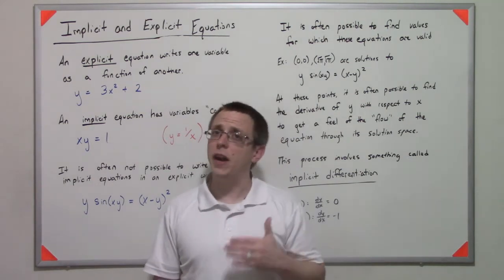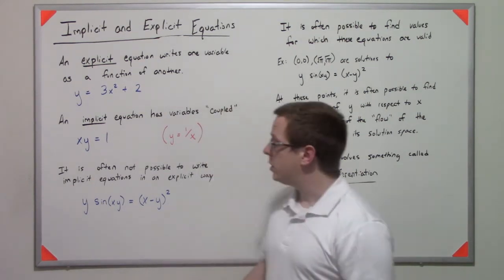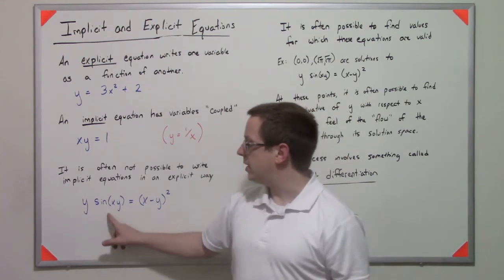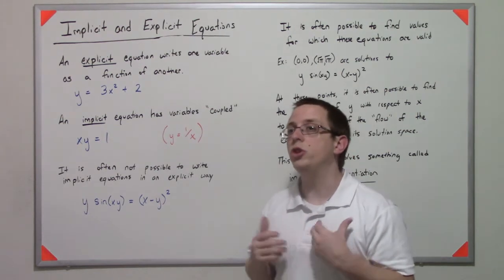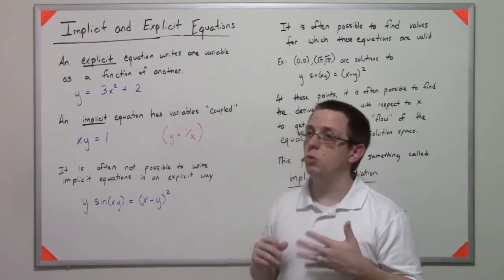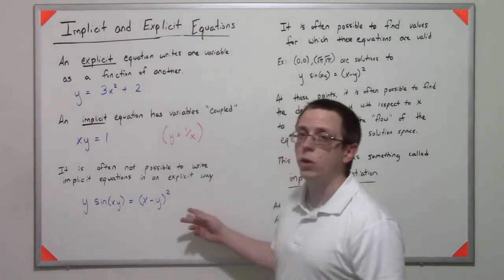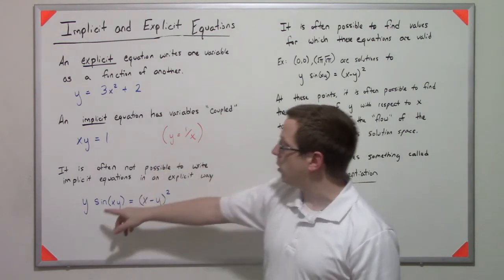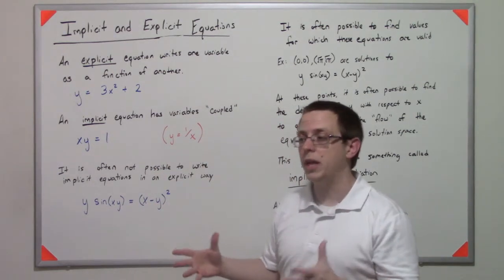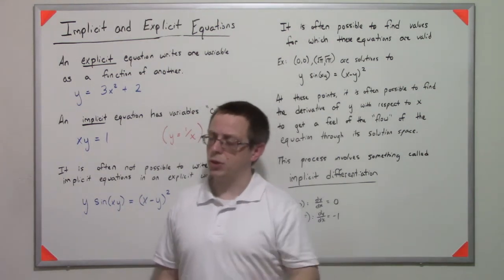However, it's very, very often the case that we don't have that luxury. So given this, y sine of xy equals x minus y squared. Now you could try to multiply that out and do a lot of algebra and really frustrate yourself, but you're not going to be able to turn this into y equals something where it's only x's. If you can, let me know. We have to talk.